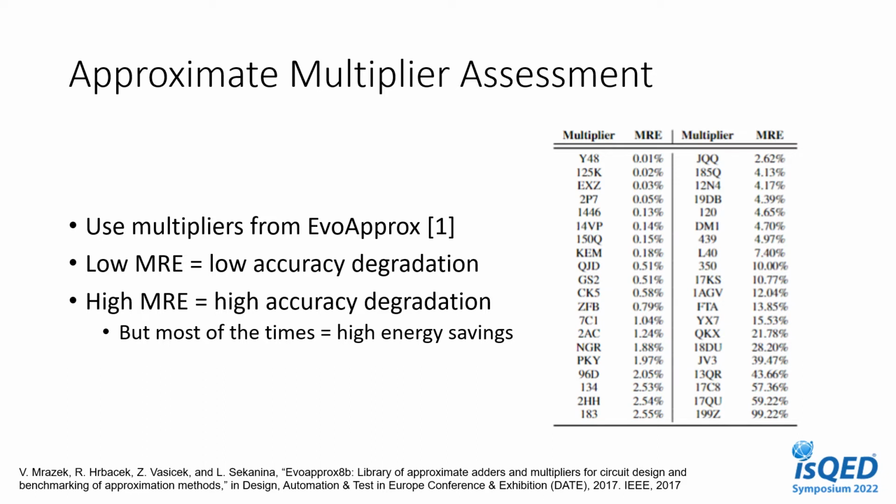Note that an MRE value of 99.22% means very high approximation, and the respective multiplier would not be able to be applied to an entire DNN without resulting in unacceptable accuracy results. Therefore, only a layer-wise mapping technique would be able to utilize such high MRE multipliers. Also note that a high MRE percentage results in most cases in high savings in terms of energy too.